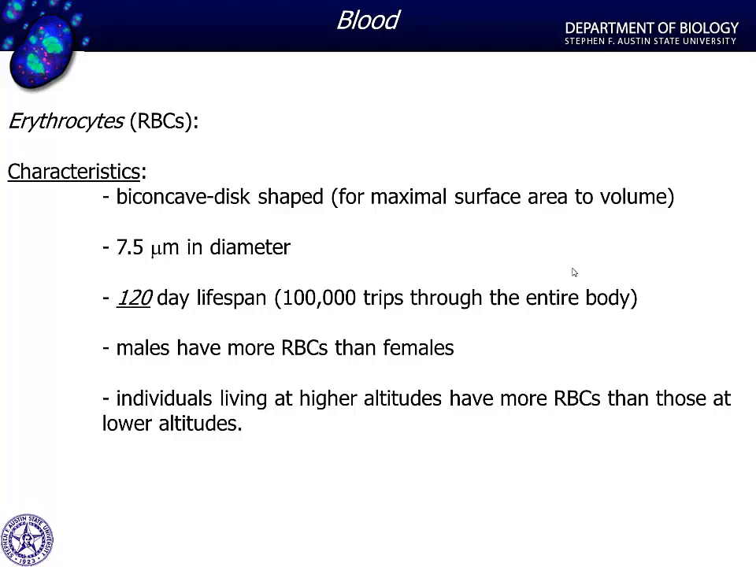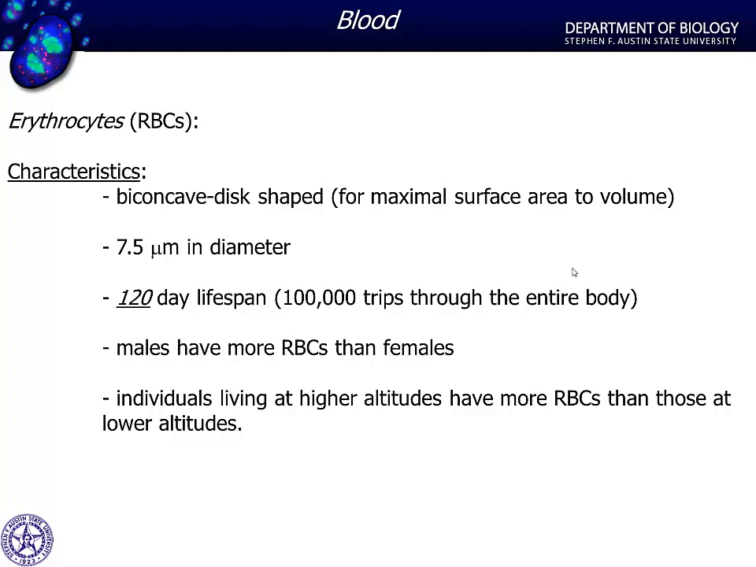The average diameter is said to be around 7.5. I like the 8 micron term. It's a nice round number that we can hang on to. And the average lifespan of a red blood cell that is going to be anuclear is 120 days. And in that 120-day time, that's sufficient time for a single red blood cell to make over 100,000 trips through the entire body.